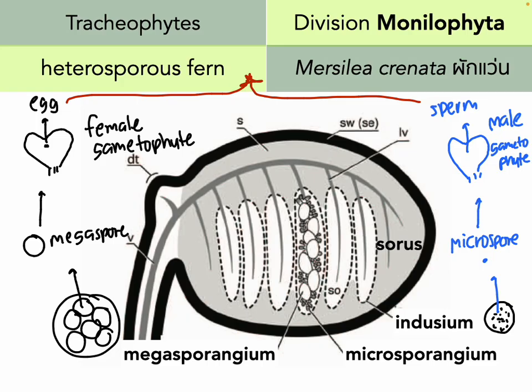So all the aquatic ferns do this, 2 types of sporangia, megasporangia and microsporangia.